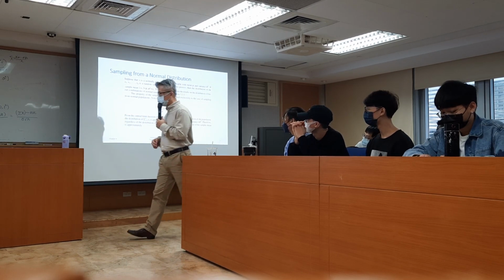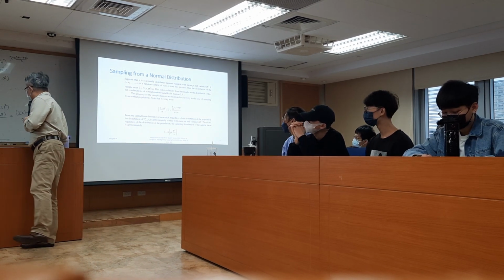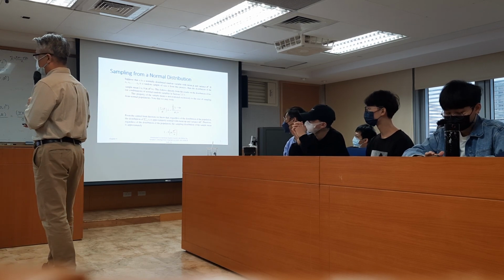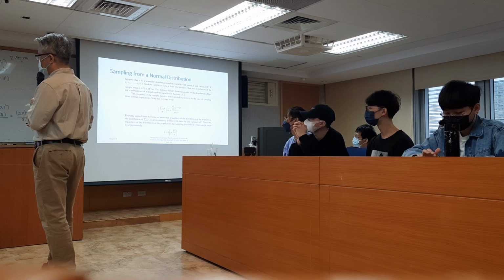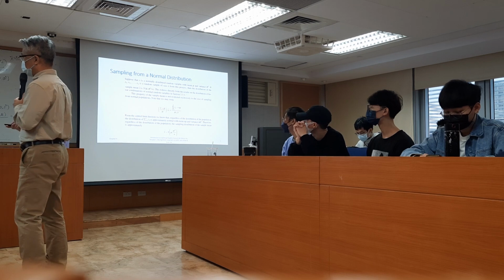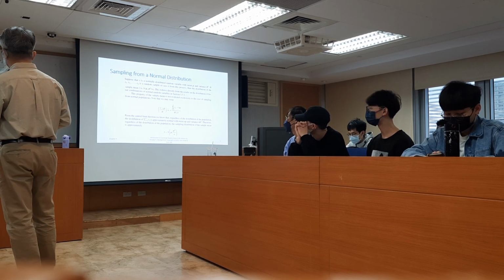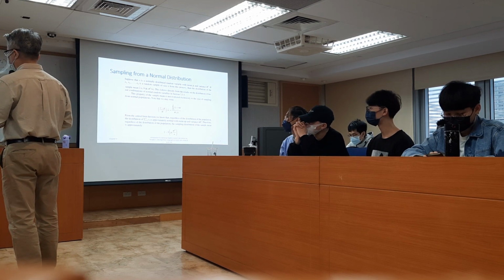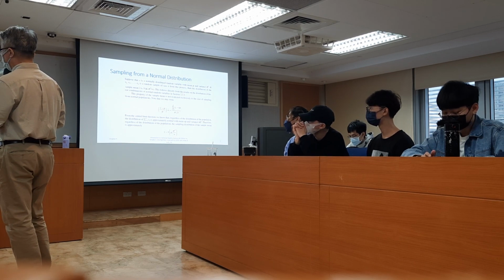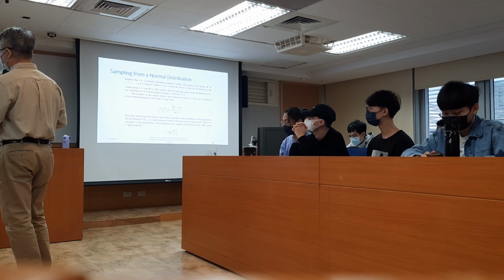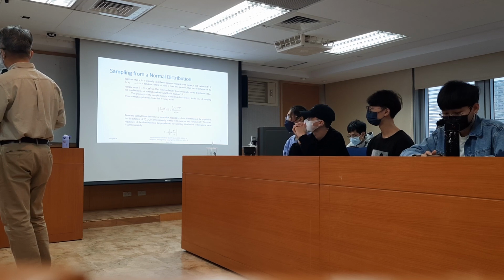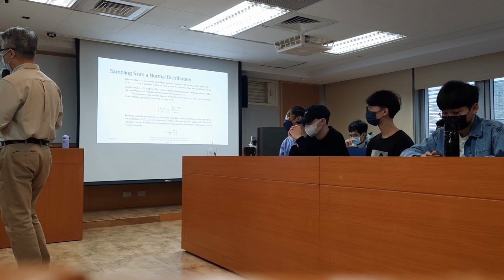Okay, from the central limit theorem, we know that regardless of the distribution of the population, the distribution of the summation of xi is approximately a normal distribution with mean n mu and variance n sigma squared, right?